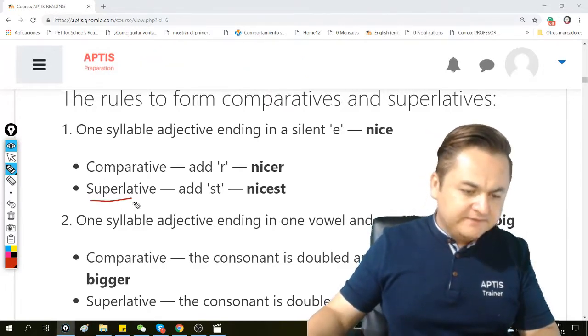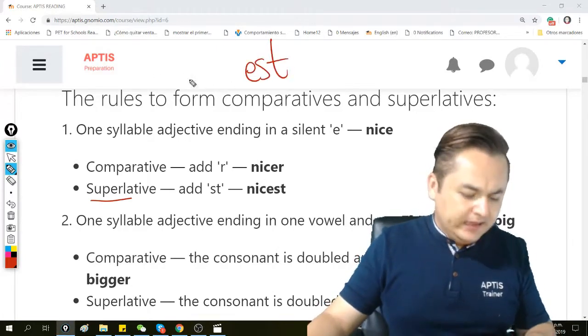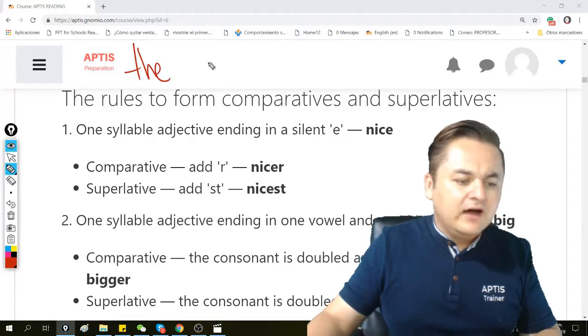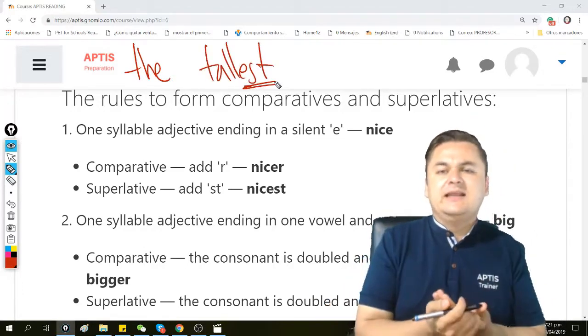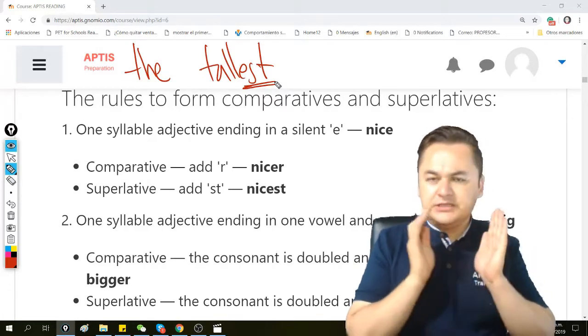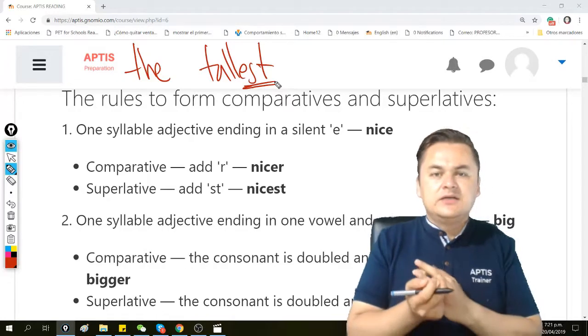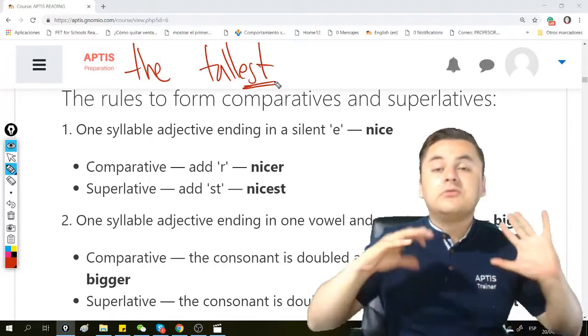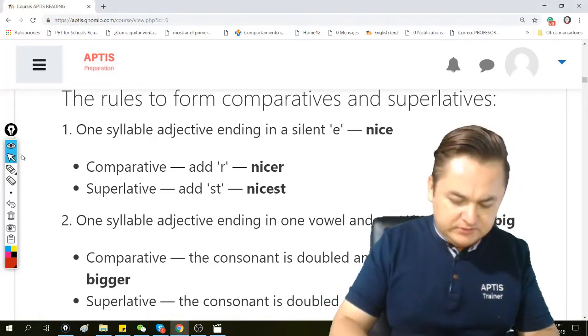The superlative takes the particle EST. So you should say the tallest to mention that this person or thing is the tallest, in this case, compared against a group. So this is what you do, and here are some examples.